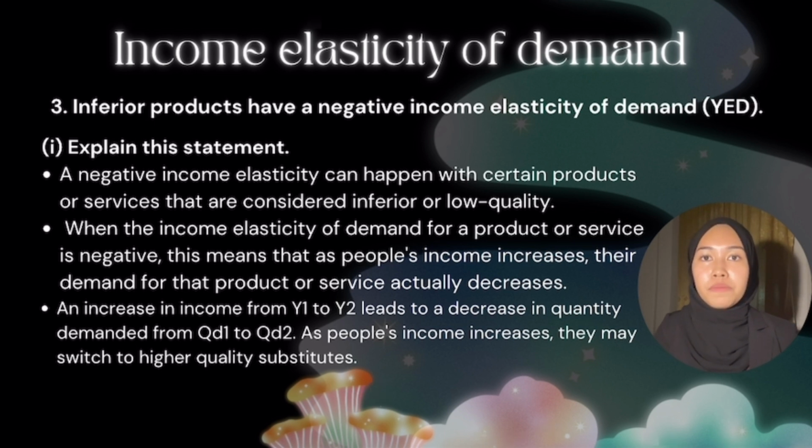As consumers' income rises, they tend to shift their preference towards higher quality or more luxurious goods, which are considered normal goods. They are willing to pay more for better quality or higher status products, leading to a decrease in the demand for inferior goods. In conclusion, inferior products typically exhibit a negative income elasticity of demand, indicating that their demand decreases as consumer income rises. Next is question 2.